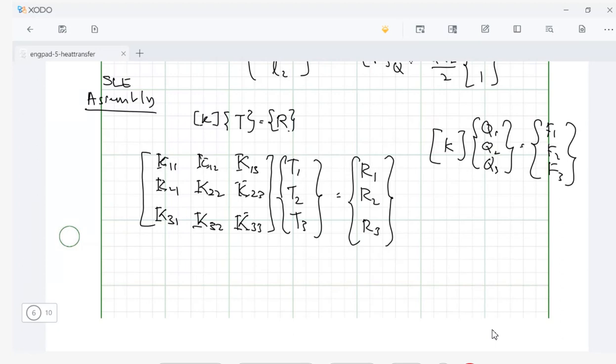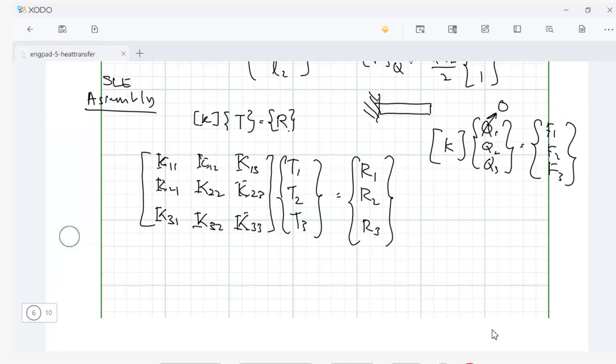So after we assemble everything, our K matrix, our heat rate vectors. Okay, somebody said we need boundary conditions. In this case, for example, in our bar problem, the first time we did, we fix this. So we know that Q1 is equal to 0, right? Q1 equal to 0. Then we can solve this problem.